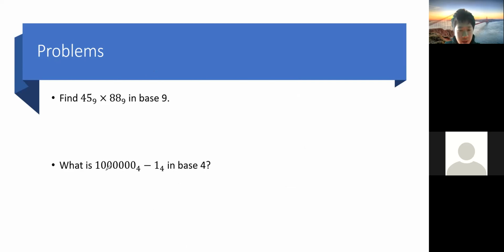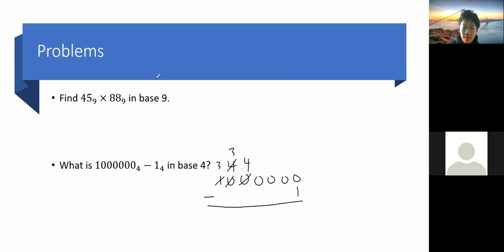What is that number minus 1 in base 4? Let's see what happens. 1, 0, 0, 0, 0, 0, 0, minus 1. 0 minus 1 won't work. 0 minus 1 won't work. We've got to borrow from the first one. Remember, this is base 4. So when we borrow from the first one, that turns into a 3, and this turns into a 4. We borrow from this one, this turns into a 3, this turns into a 4. Borrow 3, 4, 3, 4, 3, 4, 3, 4.